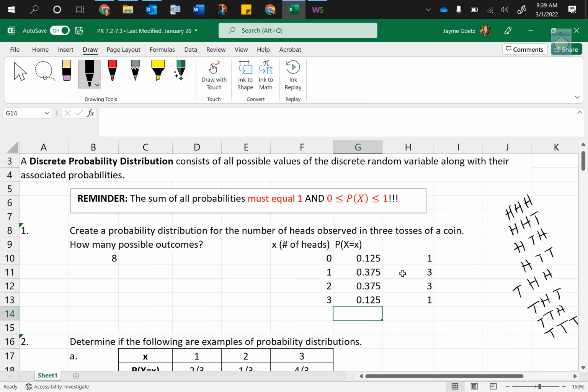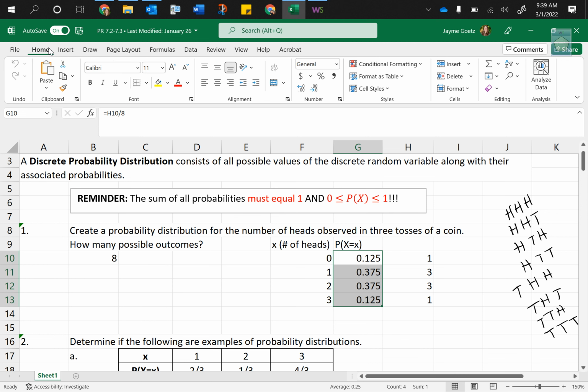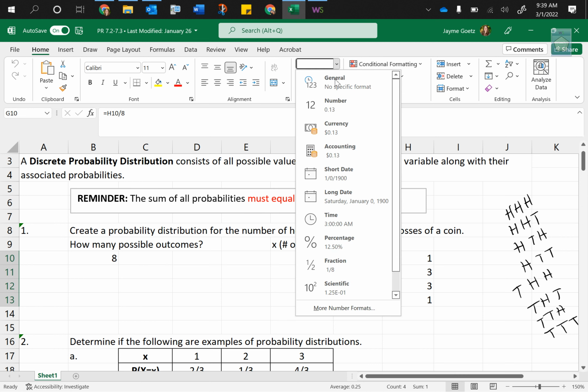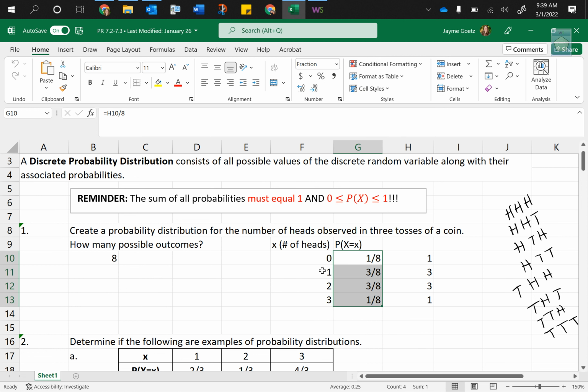Now, if you don't like those as decimals, let me teach you a trick. You can highlight those, come up to your Home tab, and there's a little box that says number. You can drop down and click fraction. And there you have a more clear vision of what's really going on: 1 out of 8, 3 out of 8, 3 out of 8, 1 out of 8.